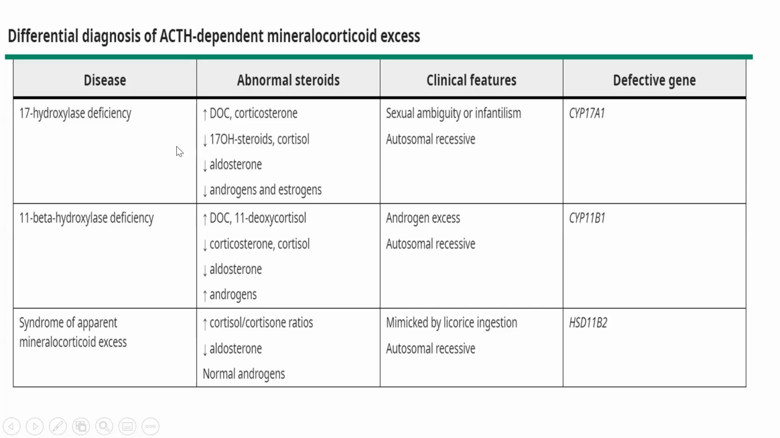Now, when we talk about the variants of congenital adrenal hyperplasia, which are also causes of ACTH dependent mineralocorticoid excess, we are talking about 11 beta hydroxylase deficiency and 17 alpha hydroxylase deficiency. Again, in 11 beta hydroxylase deficiency and 17 alpha hydroxylase deficiency, we'll have hypertension.